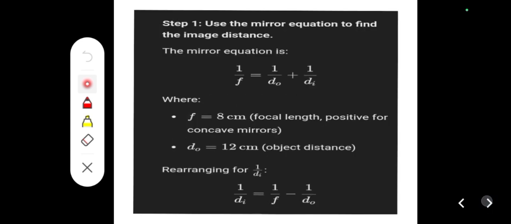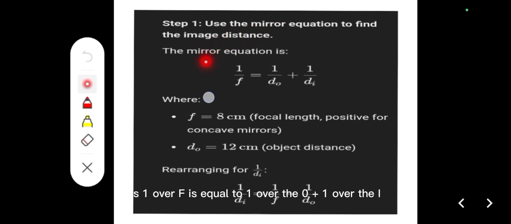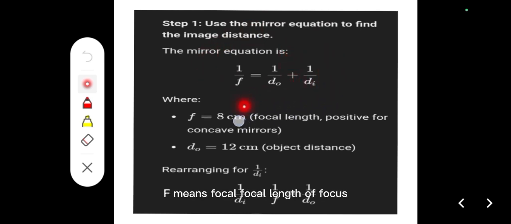Okay, so step 1. Using the mirror equation to find the image distance. So the mirror equation, as I presented earlier, is 1 over f equals 1 over do plus 1 over di. f means focal length or focus, do means distance of the object, plus di meaning the distance of the image. Okay, so we're given that the focal length is 8 centimeters and the distance of the object is 12 centimeters. And you're asked to solve for di, or the distance of the image.